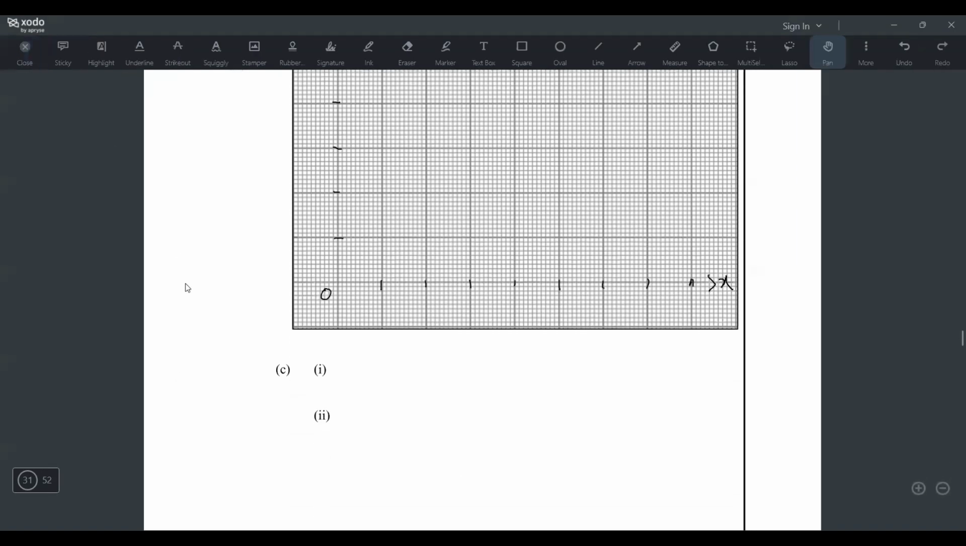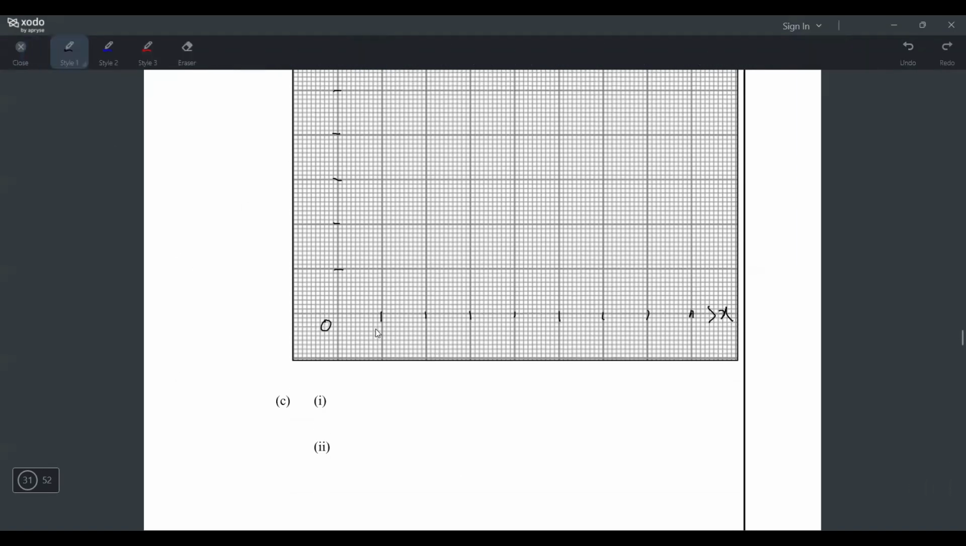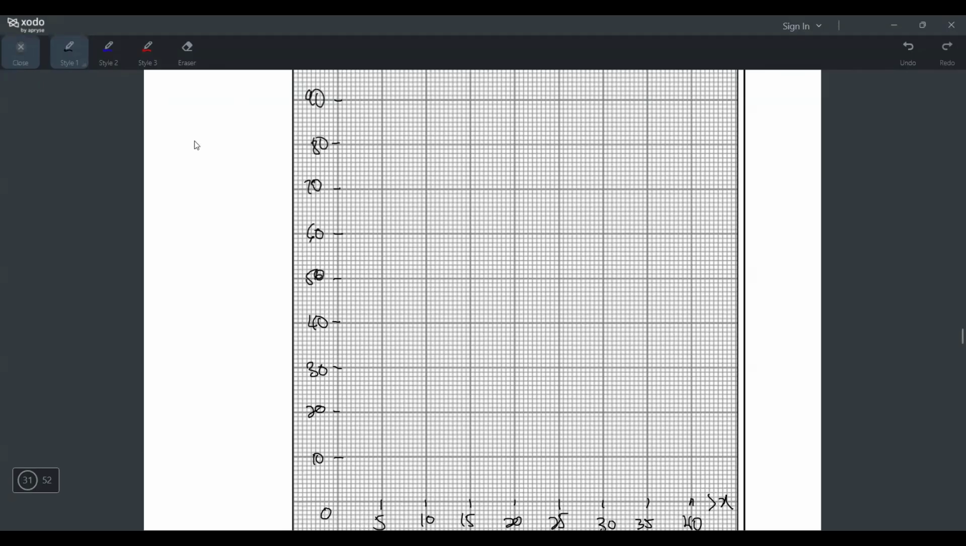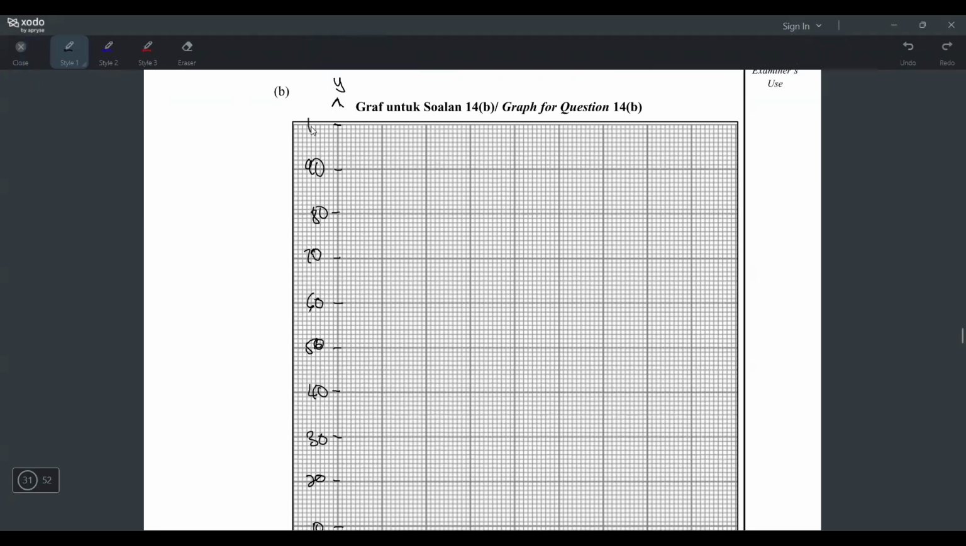Okay, now it's time to write down all the values. They say 2 cm to 5 here. So 5, 10, 15, 20, 25, 30, 35, 40. And then they say 2 cm to 10, right? So let's follow the scale they gave us. 10, 20, 30, 40, 50, 60, 70, 80, 90, 100.